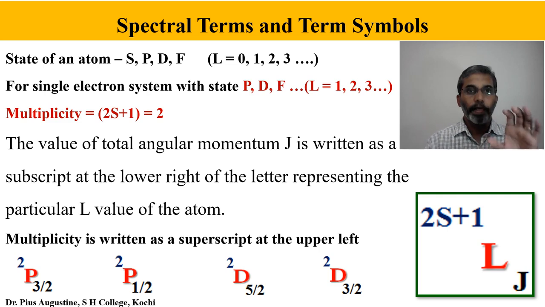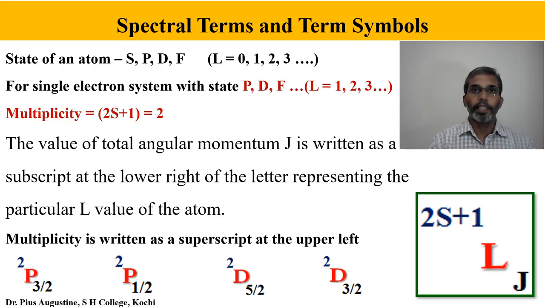So here it is, spectral terms and term symbols. An atom can be represented by capital letters S, P, D, F, etc., corresponding to the effective orbital angular momenta of the outermost electrons. So we are talking in terms of the LS coupling scheme. What we discussed in our previous slide was the S state.